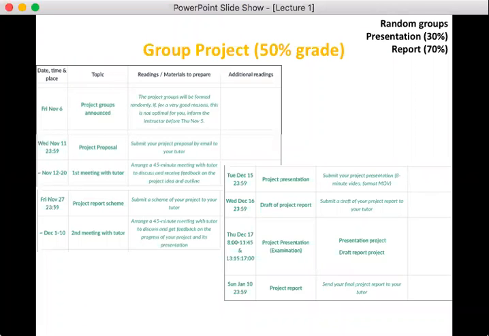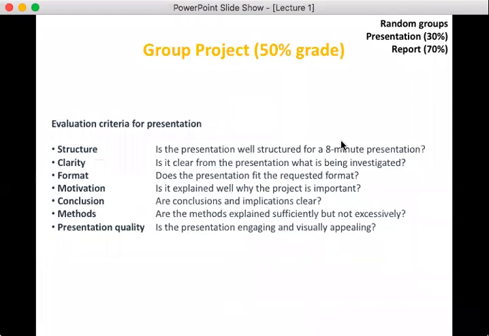Just a second before answering questions so that I go to the next slides. This is the series of criteria that we will evaluate for giving the grades about the project, about the presentation, and you see that this includes structure, clarity, format, motivation, conclusion, methods, and presentation quality. We will, all of us, which means all of the teaching assistants and myself, give a grade for each one of these points of the presentation, and then we'll take the average. So that's how we calculate the final grade for each presentation.